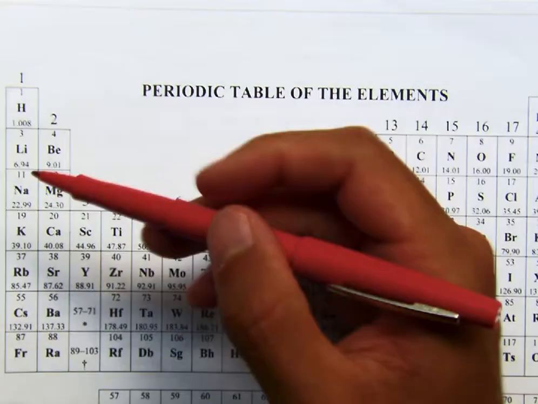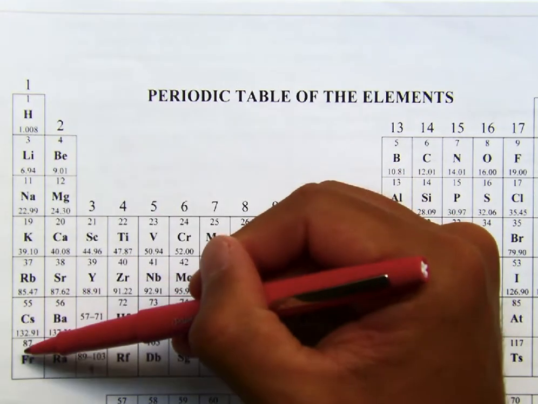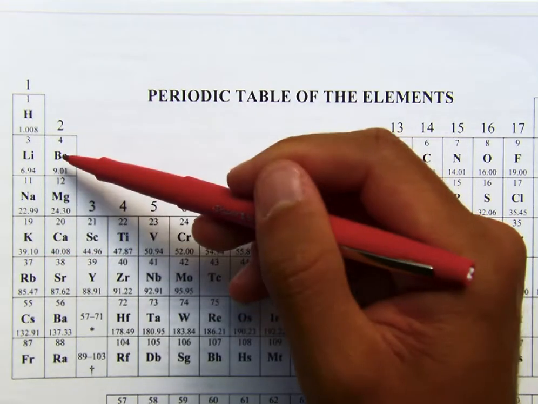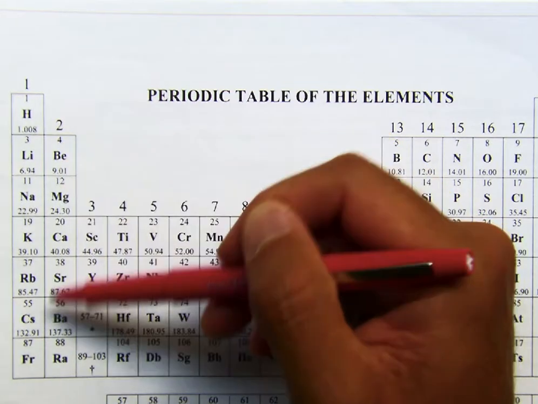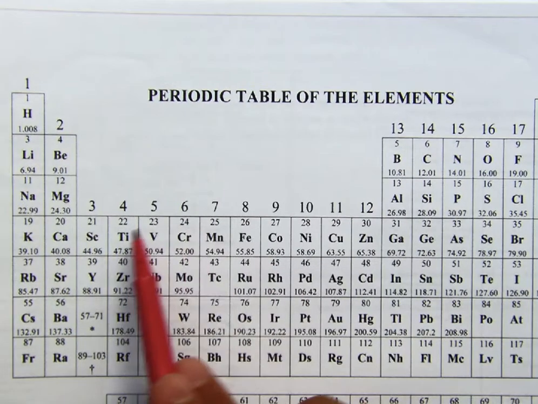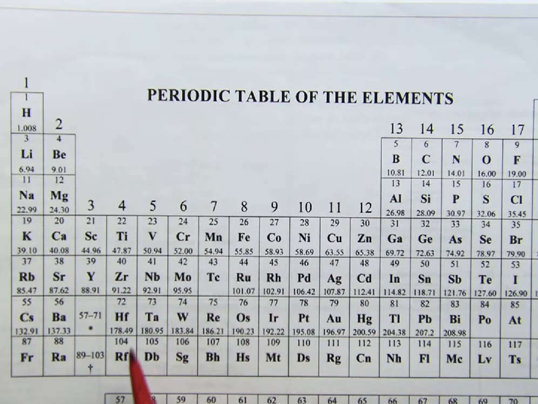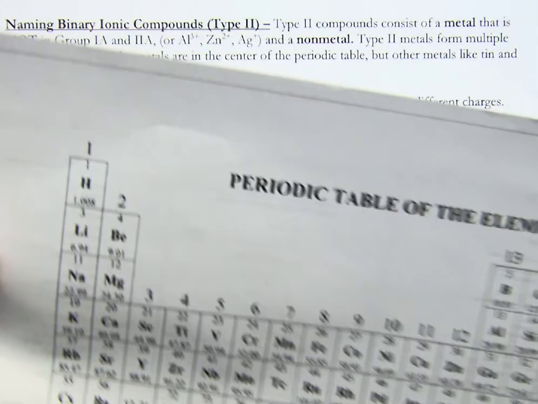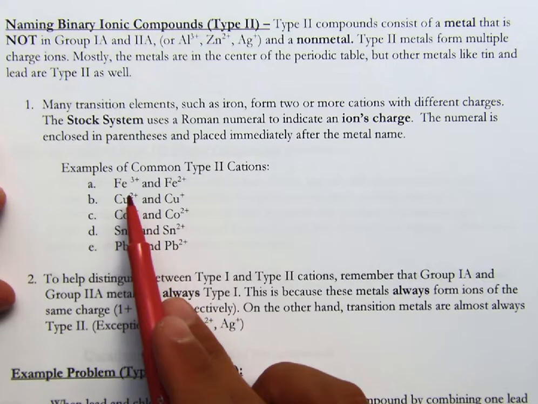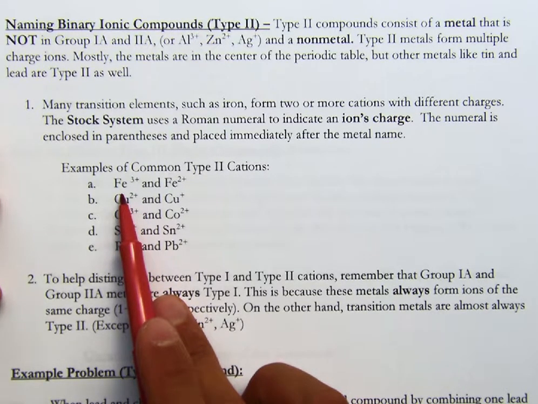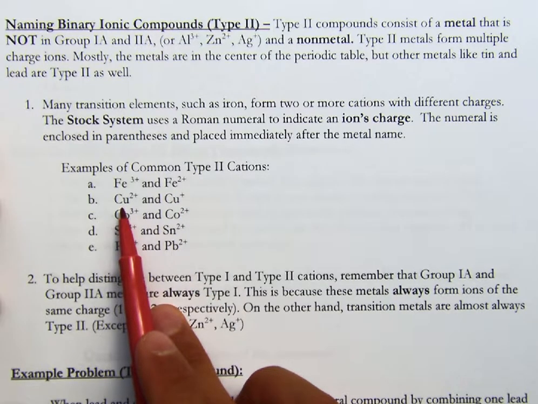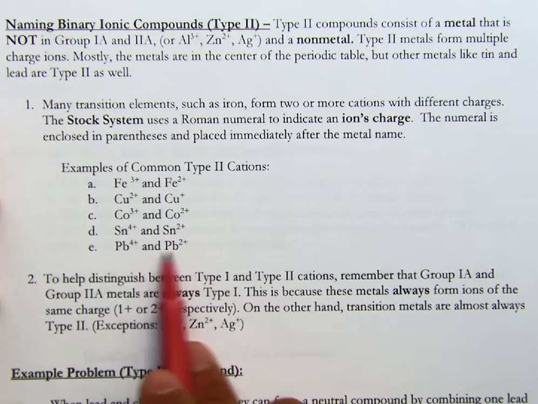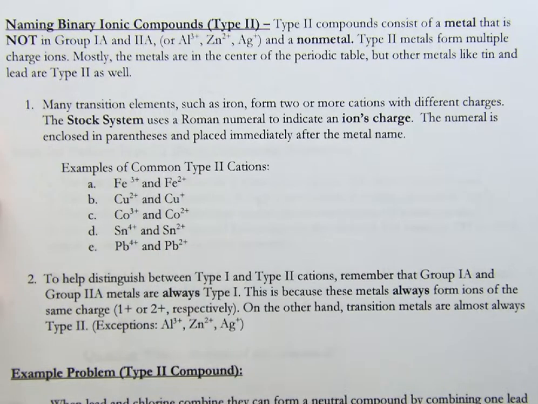Okay, now, as I just mentioned, if the metal's in column 1, it has a charge of +1 every time. If the metal's in column 2, it has a charge of +2 every time. These metals in the rest of the periodic table often form multiple different charges, depending on what they are interacting with. So here you can see some examples. Iron, sometimes it's +3, sometimes it's +2. Copper, sometimes +1, sometimes +2. Cobalt, tin, lead. They form different charge ions. Now, you have to specify what the charge of the ion is.